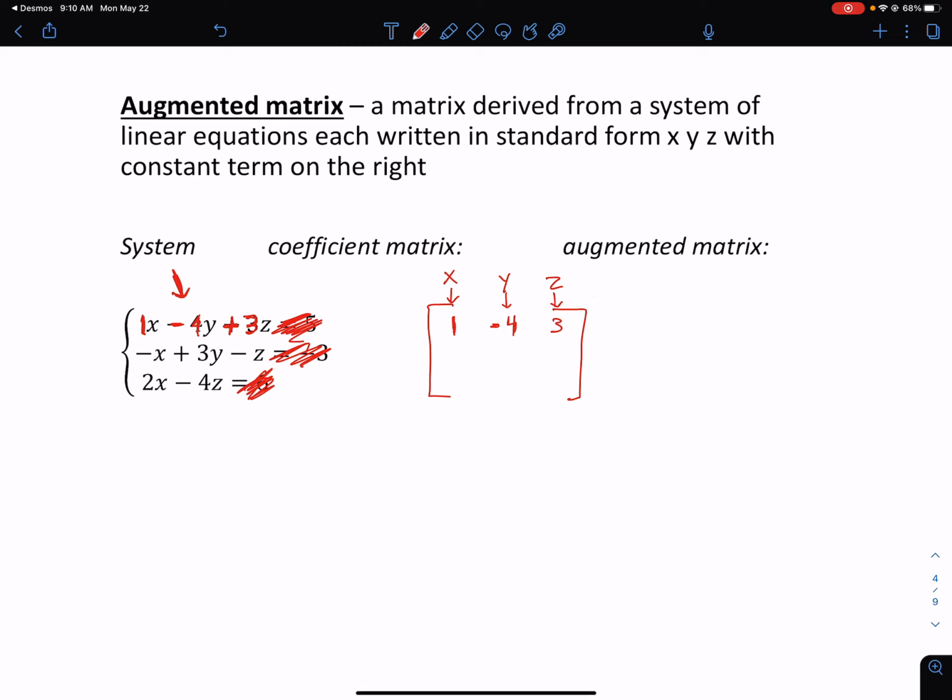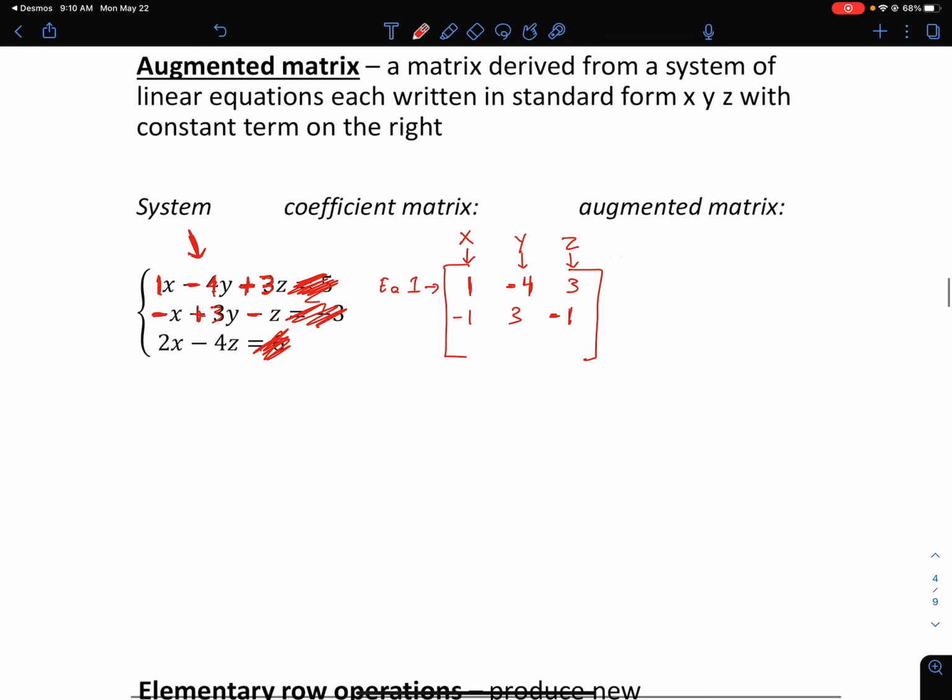All right, this is equation number 1, and you take the coefficients off of equation number 1. Equation number 2, the coefficient on x is -1. The coefficient on y is +3. The coefficient on z is -1. And on the last one, the coefficient on x in our last equation is 2. The coefficient on y, there is no y, so we put a 0. And the coefficient on z is -4, so we put a -4. That's what we call our coefficient matrix right here. We're working towards the augmented matrix.